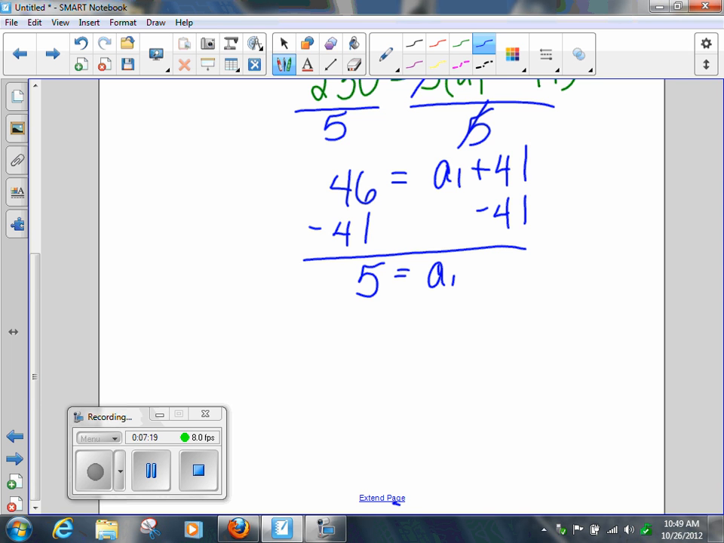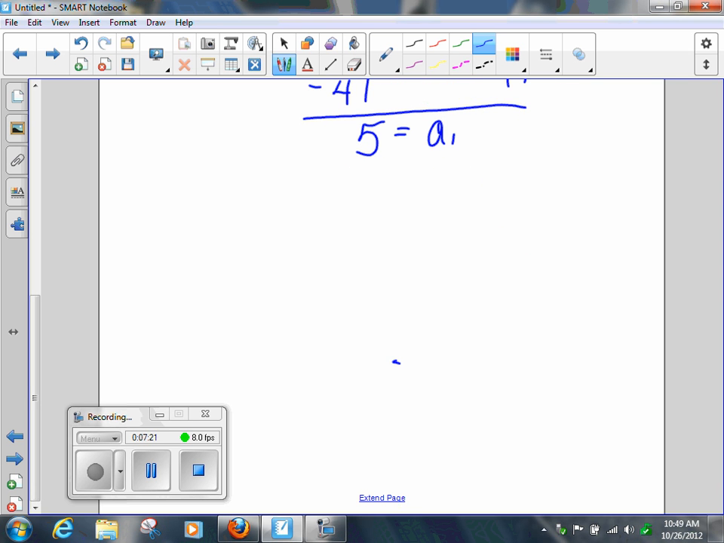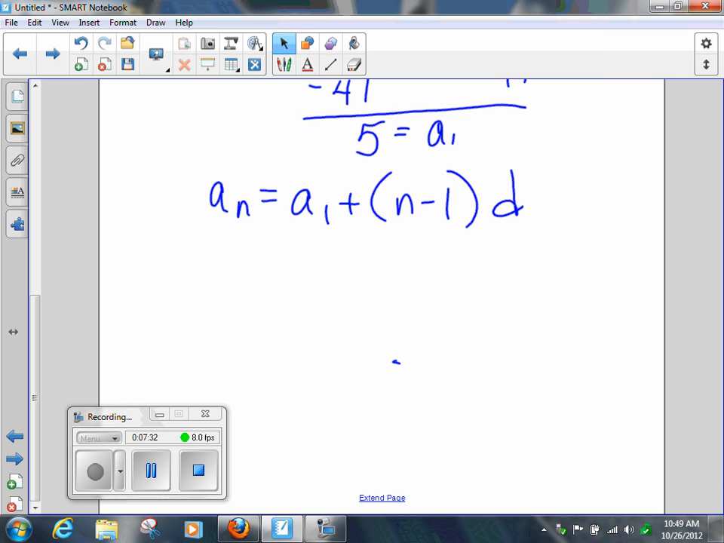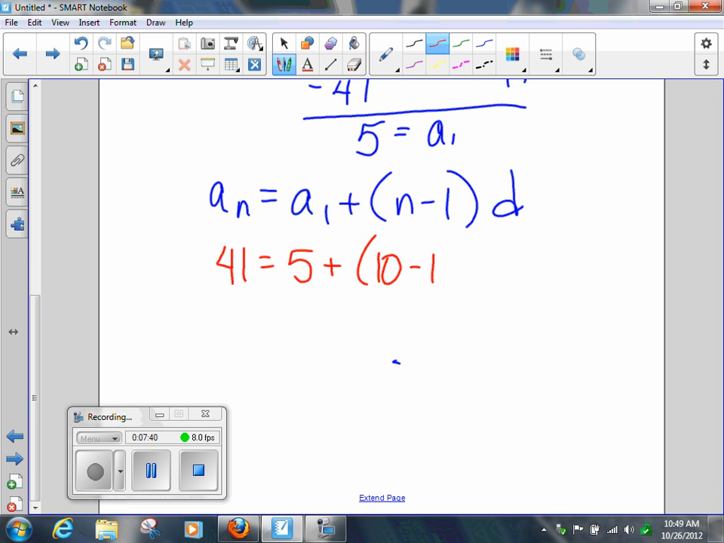It's actually the first formula we were given. A sub n is equal to A sub 1 plus n minus 1 times d. Start plugging in everything. Okay? A sub n is 41. A sub 1 we now know is 5. We know already that there are 10 terms, and now we're finding d. Y'all with me?